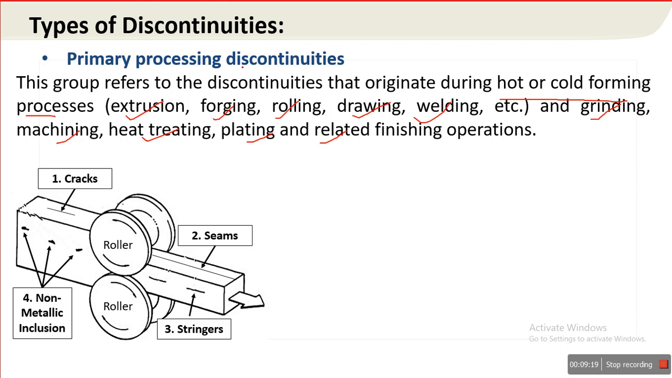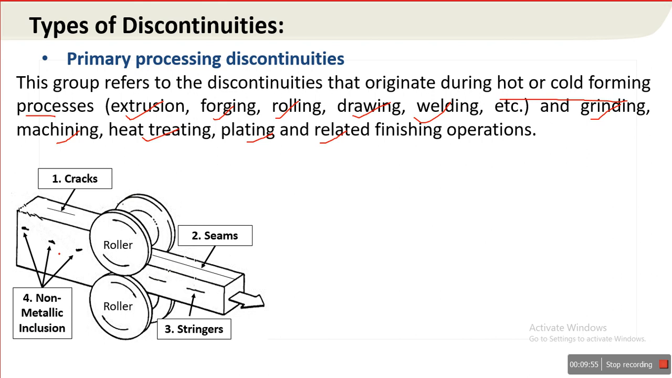So look here, this is a normal rolling process. First one, crack which is present inside the component. After rolling, it converts into seam. So first discontinuity is crack, second is seam. Seam is a type of connection in between the two components or two layers of the same component.